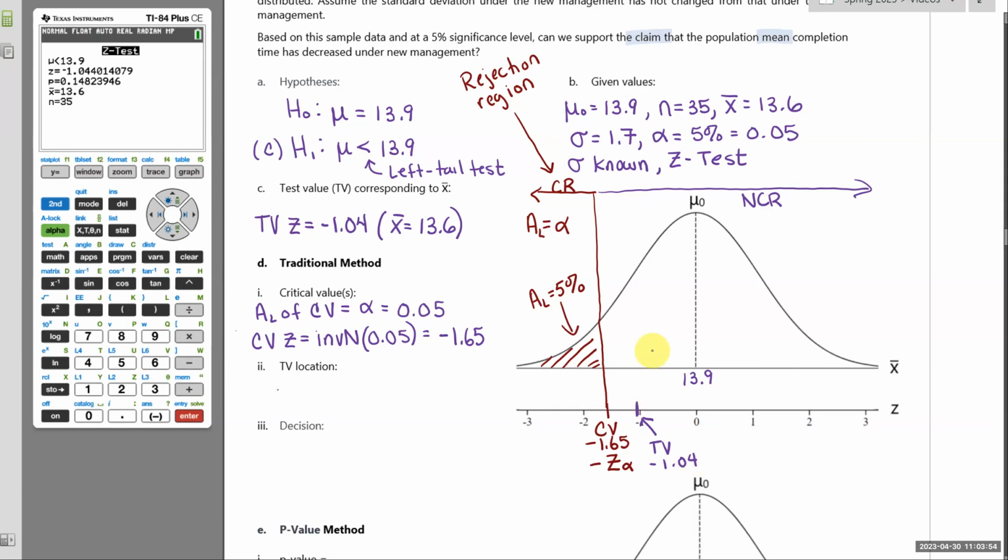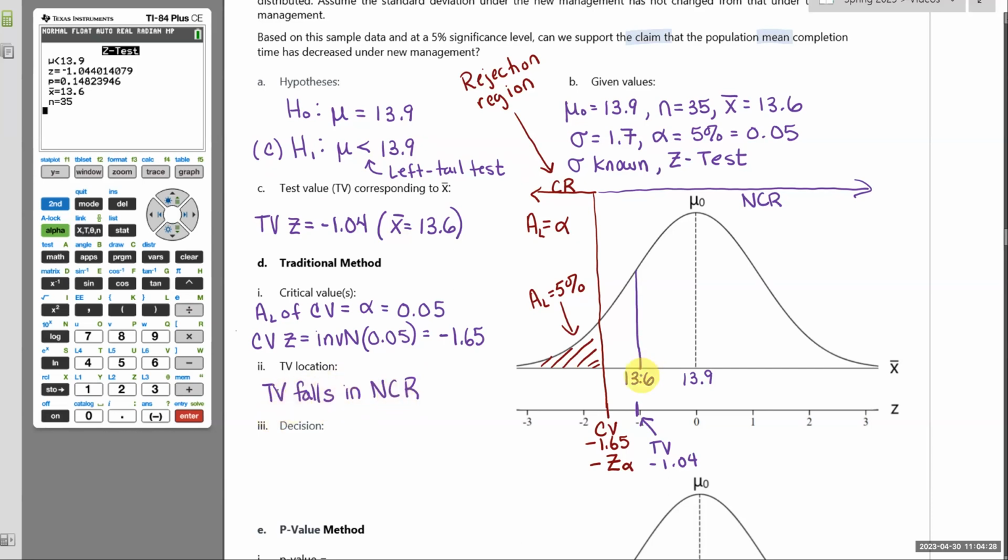tells me that 13.6 is there. So the z-score is negative 1.04. That tells me that my x bar, 13.6, is here in the non-critical region, so the unshaded region. So my test value falls in the, we're just abbreviating everything, NCR, the non-critical region.